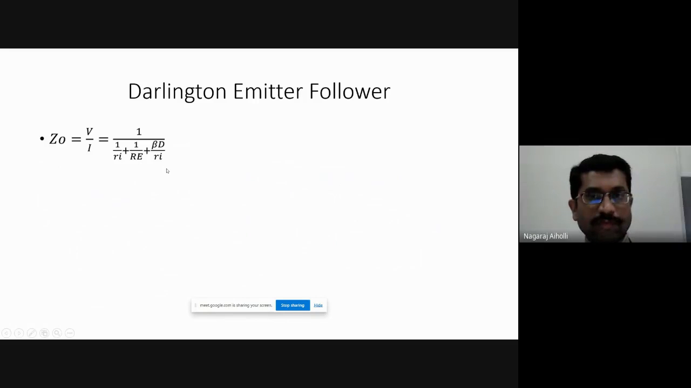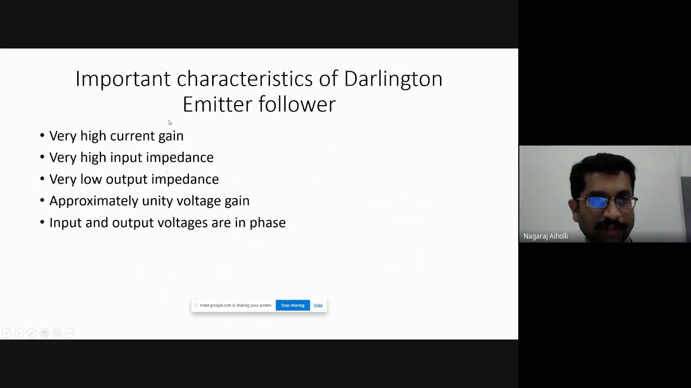Then the features of Darlington emitter follower are the characteristics: very high current gain, very high input impedance, very low output impedance, approximately unity voltage gain, and input and output voltages are in phase with each other.